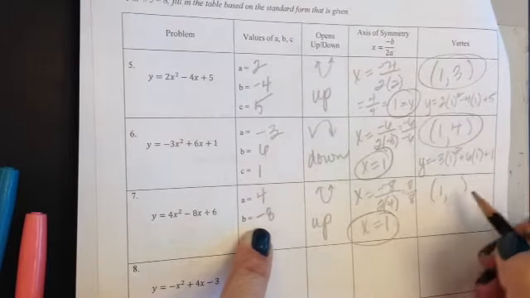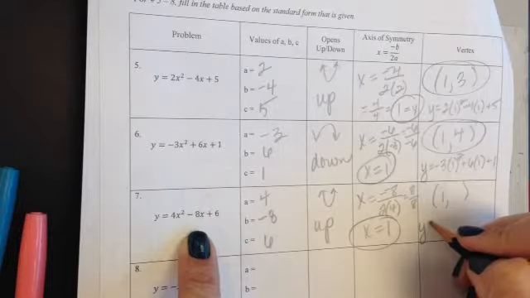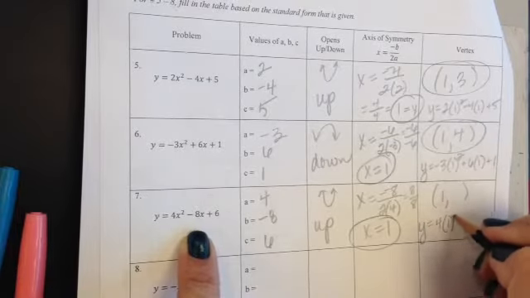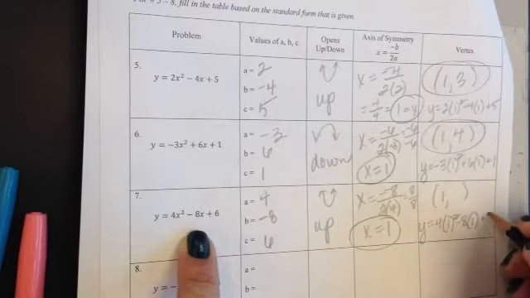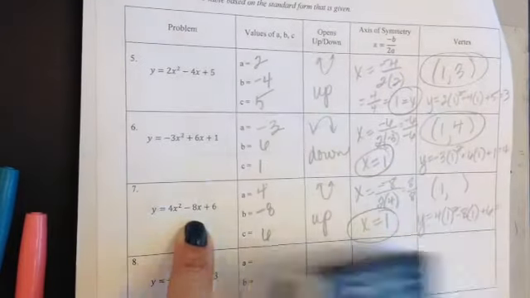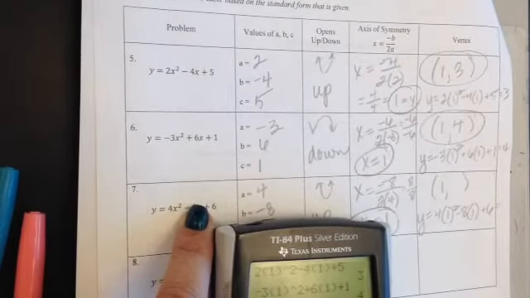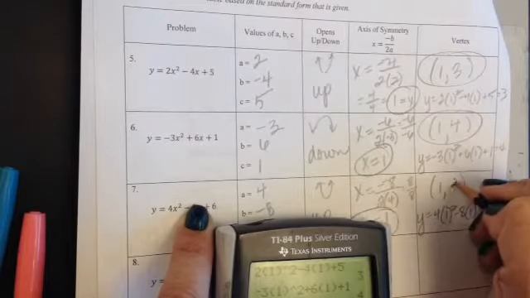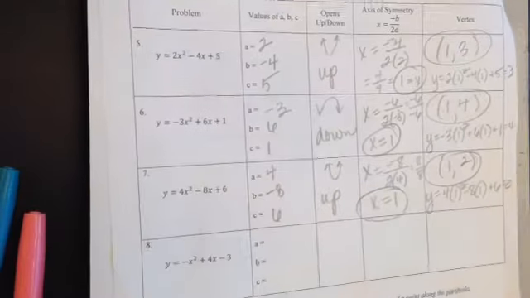Interesting. I don't think there's any reason why these are all equal to 1, but they are. 4 times 1 squared minus 8 times 1 plus 6 is going to give me a y value of 2. At least all the vertices aren't in the same exact place.